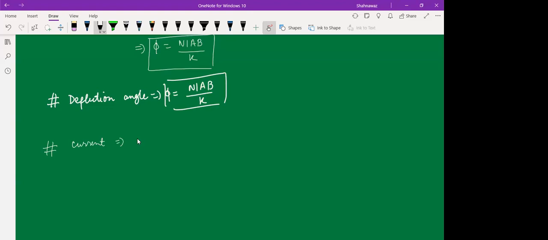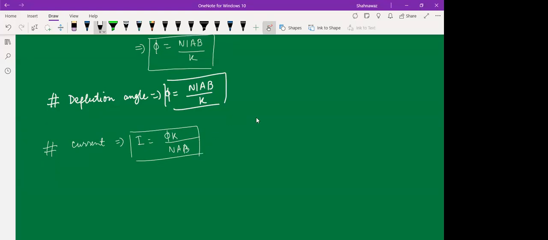Current would be I, and you take all these things to the other side. So phi, K, and this divided by N, A, and B, so I is equal to phi K by NAB. So this is the current, right?